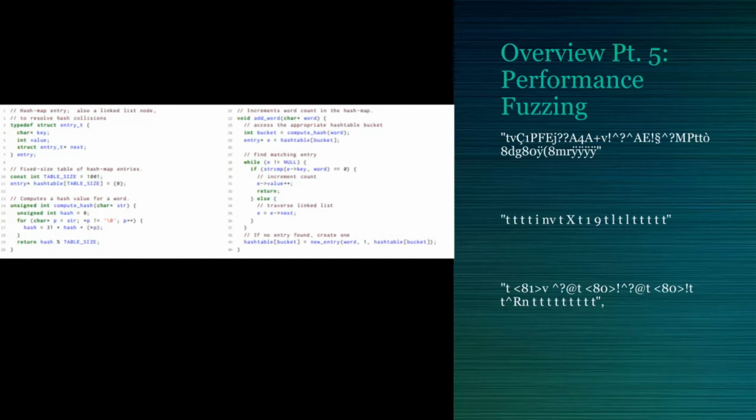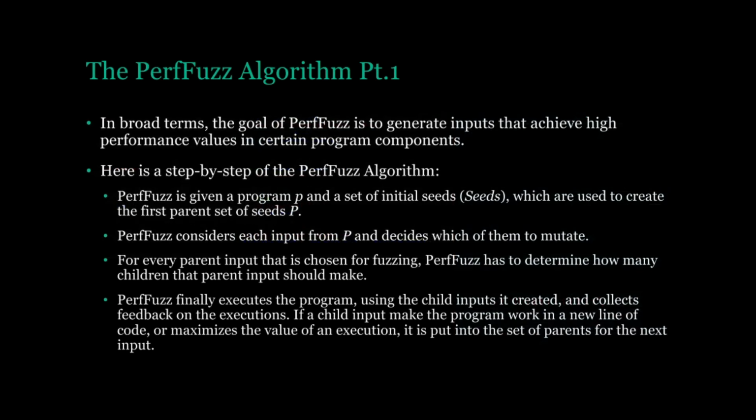Okay. So now we're just going to get into the algorithm they created for PerfFuzz in itself. In broad terms, the goal of PerfFuzz is to generate inputs that achieve high performance values in certain program components. We make the execution counts the high performance values and the CFG edges to be program components in this case. But that's not the only parts we can define as program components. PerfFuzz can be adapted to many parts of a program.